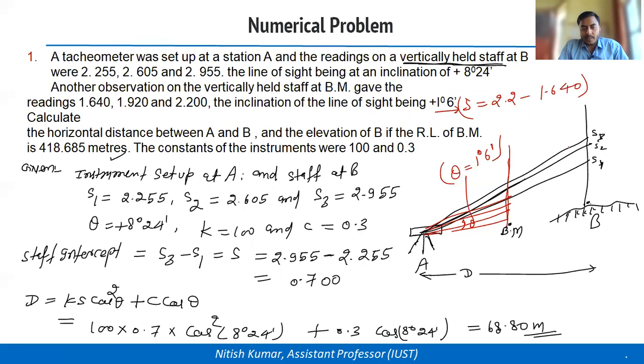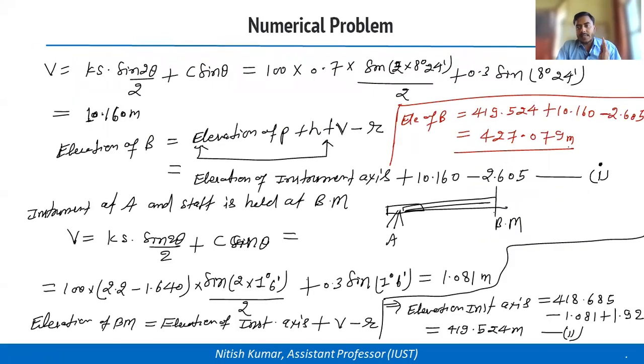Instrument constant was given. So first we calculated the D between A and B. Then we calculated the V, and for that we have to know the elevation of instrument axis. For that, the reading is given when the staff is kept at BM. So we can calculate the elevation of instrument axis, and finally the elevation of B. R is the reading of central stadia. V is the vertical elevation from the horizontal line of sight to the inclined line of sight.